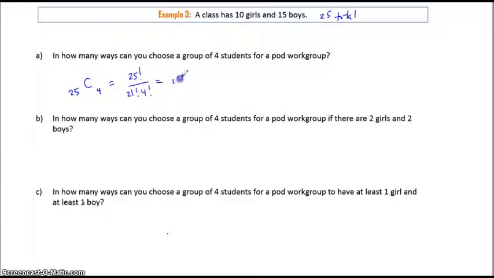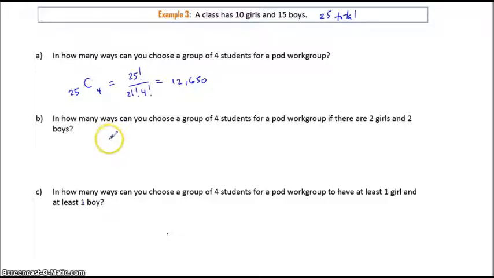And it turns out that number will be 12,650. You can actually do this on a calculator, which I'll show you in class. Now part B: in how many ways can we choose a group of 4 students for a pod work group if there has to be 2 girls and 2 boys?